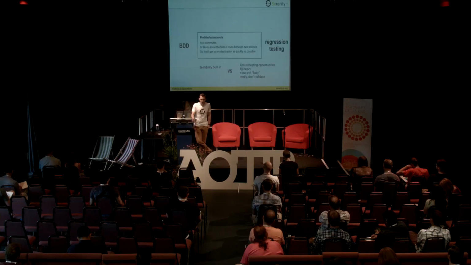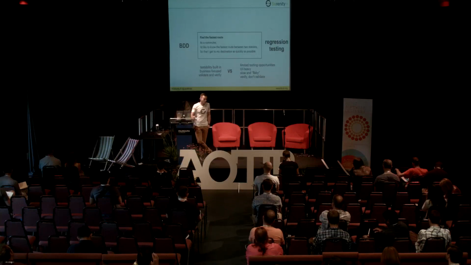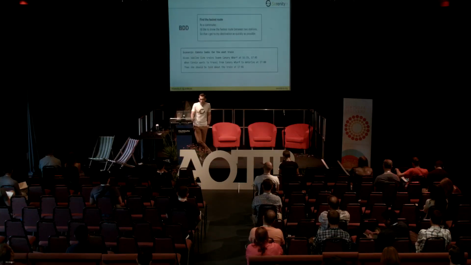Okay, so on the other side of the spectrum, well, we've got BDD, right? So we're promised that we'll have testability built into the system as we evolve it. We'll have our tests business focused, so they won't be tangled to the UI. They won't be relying on the UI to be present. And they also help us validate the user story, validate the scenarios, as well as verify the implementation. So that sounds great, right? Okay. So let's see how this works in practice.